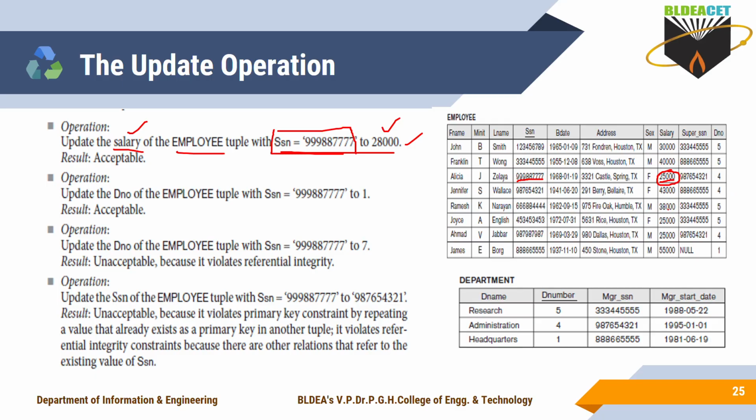I want to update that one also. Yes, it is also acceptable. The employee number where I am having this one, earlier the department number is 4. Now I transfer from 4 to 1. Yes, I want to update. That is also acceptable.